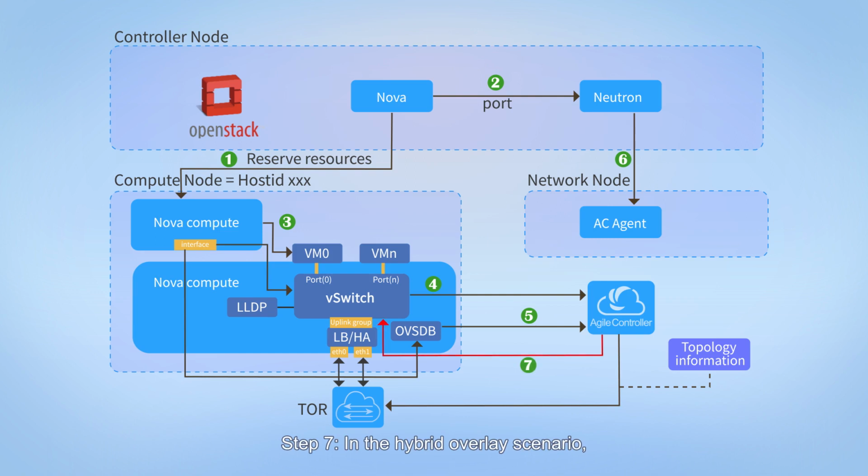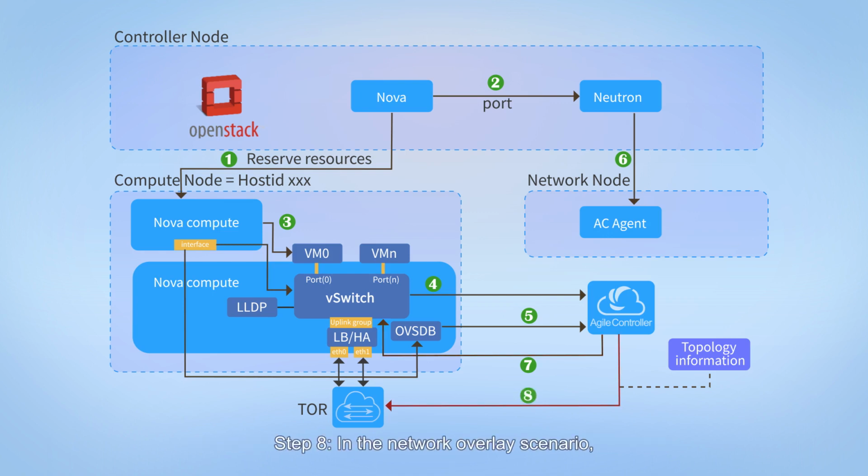Step 7. In the hybrid overlay scenario, the Agile Controller DCN delivers configurations, including VXLAN flow tables for the VM, to the vSwitch through the OpenFlow interface. The flow table information is synchronized to all MVEs with the same VNI of the VM on the local network. In this case, the VMs can communicate with each other when layer 2 overlay access is performed across MVE nodes.